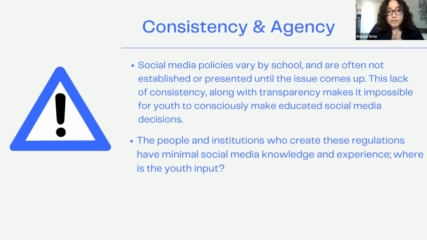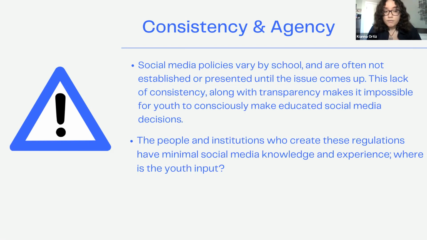And the next issue is consistency. What we also learned in our focus groups is that social media policies vary by school. Any school can choose how harsh the punishments are for catching youth doing the wrong thing on social media, which means students are not universally educated on what risks they face. And that also means that different schools can decide how they want to punish their youth, which isn't consistent, and it can lead to a lot of damage. So this lack of consistency, working with the lack of transparency, makes it impossible for youth to actually make educated decisions on how they use social media.